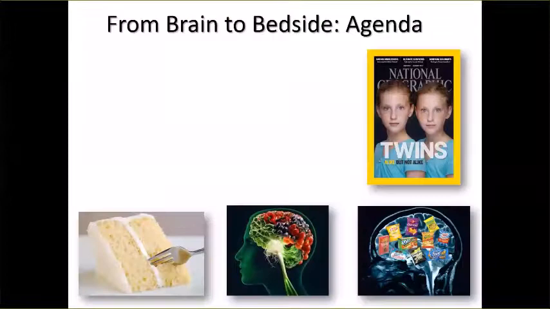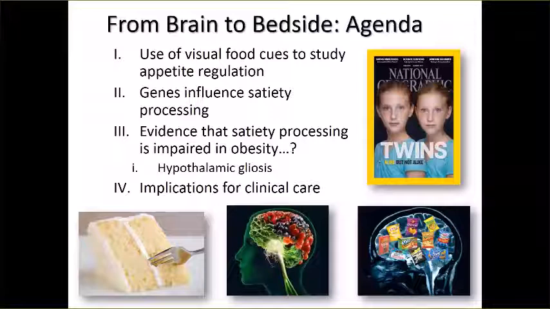We'll start by talking about how we use a tool of fMRI and visual food cues to study appetite regulation. I'll show you how our genes influence satiety processing at the level of the brain, and I'll give you the evidence accumulated to date that satiety processing is impaired in obesity. We'll talk about a couple of reasons why that might be. You'll note a question mark up there because I think there's some debate to be discussed. And I'll talk about one potential mechanism, which is hypothalamic gliosis. And finally, we'll wrap it up with our implications for clinical care.